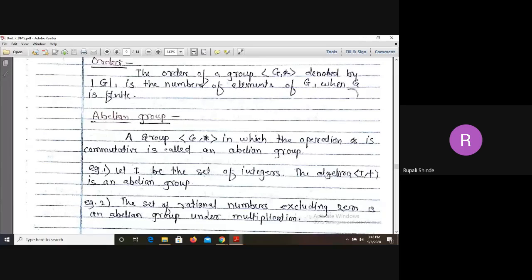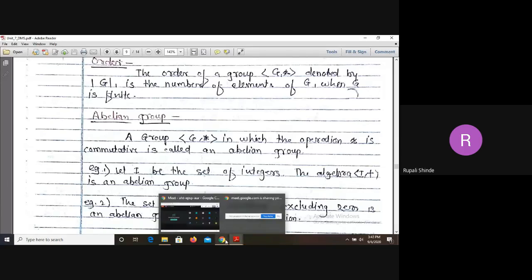Have we understood what is the meaning of an abelian group? Yes, ma'am. Okay.